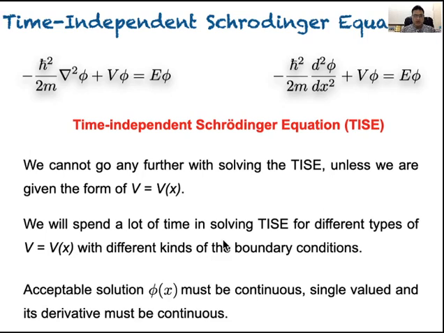Now another important thing that you have to keep in mind is that acceptable solutions φ(x) of this Schrodinger equation must be continuous and single valued, and its derivative must be continuous. We will see when we employ these kinds of conditions.